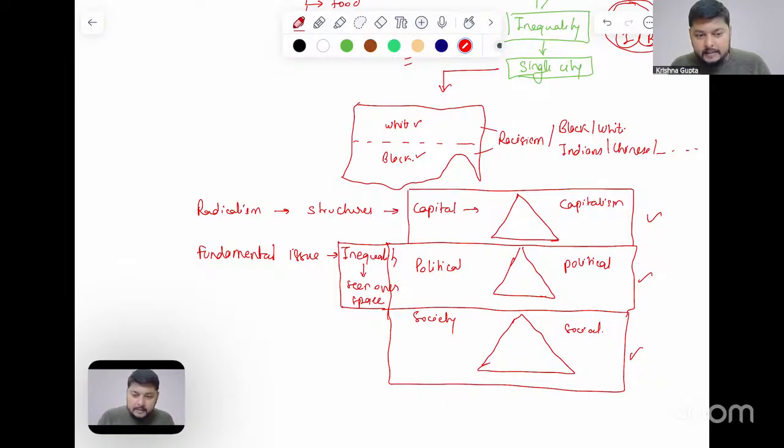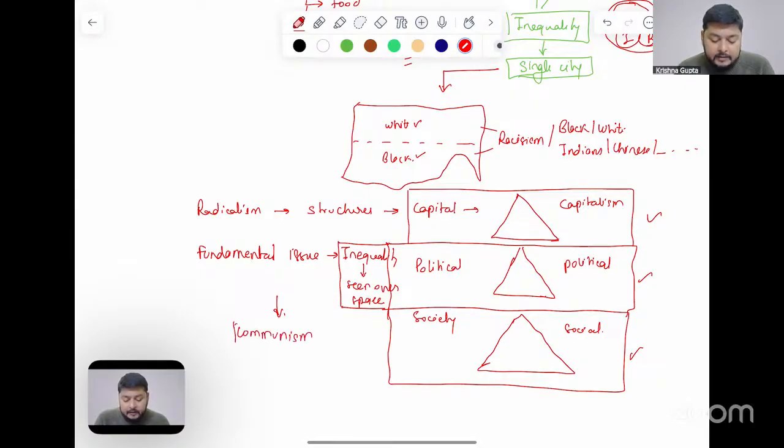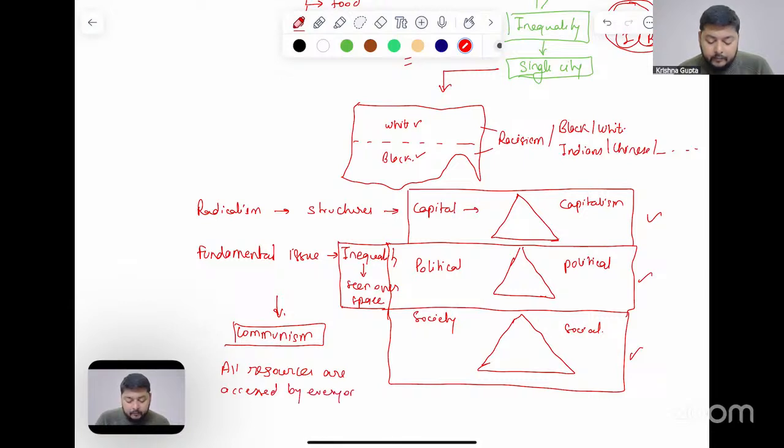So radicalism says that we need to overcome this structure, we need to overthrow these structures, and we need to create a community which is based on communism. That is, all the resources are accessed by everyone, and that should be equal, because these structures are restricting the access of resources to the various people over the world.